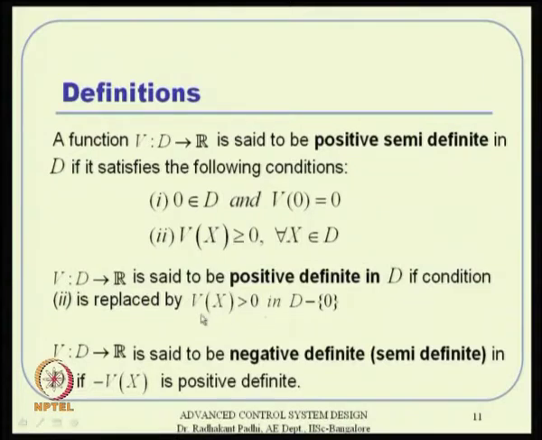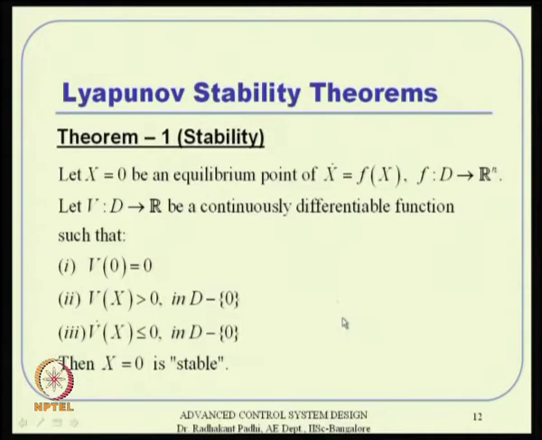And if V of x is strictly greater than 0 in D minus 0, that means just take out the equilibrium point and for every other point V of x is strictly positive, then it is a positive definite function. And similarly, you can define negative definite or semi definite if minus V of x satisfies these conditions, or alternatively you can change the sign: greater than or equal to becomes less than or equal to, and strictly greater than becomes strictly less than. So, we know what a positive semi definite, positive definite, negative semi definite, and negative definite function is, and these are all required as part of Lyapunov theorems.